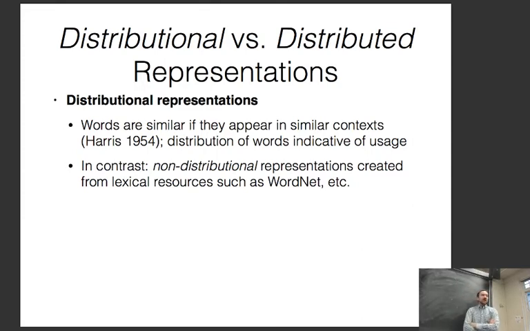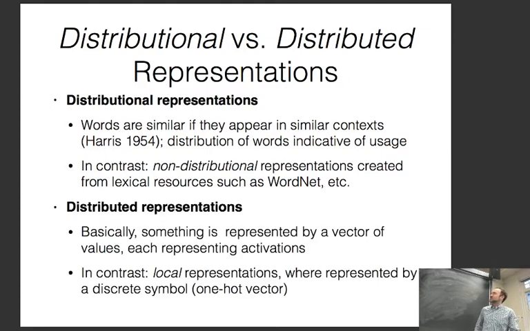If you wanted to create non-distributional word representations, you can. There's actually a paper called Non-Distributional Word Representations, written by Manaal Faruqui, who was at CMU at the time. The way they created it was based only on lexical resources, such as WordNet. So they didn't use the distribution in corpus statistics and just used that. So that's the difference between distributional and non-distributional.